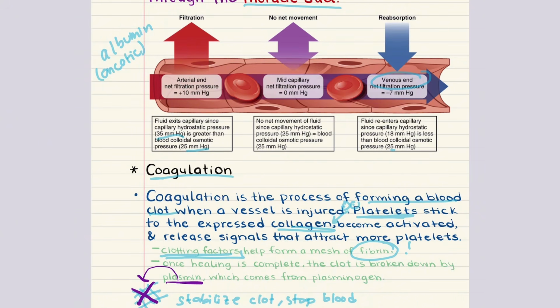Plasmin is formed from plasminogen. It's an inactive precursor, which gets incorporated into the clot early on, so it can be activated later during clot resolution. And with that, we've completed this chapter.